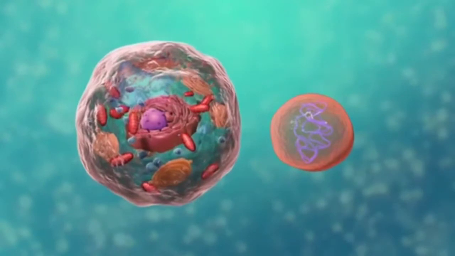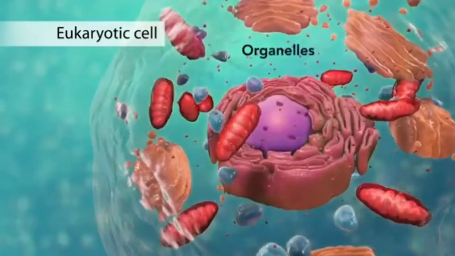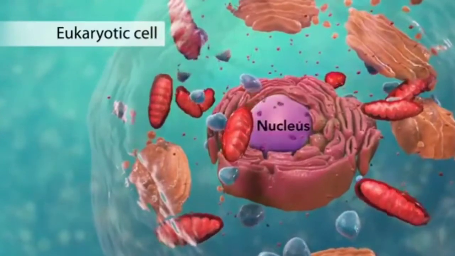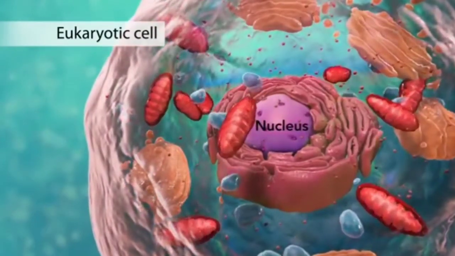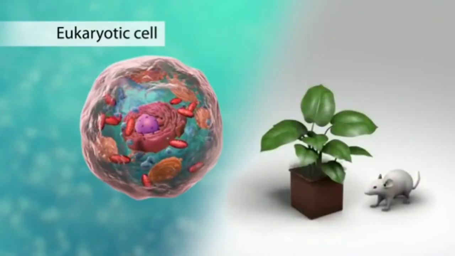The first category is eukaryotic cells. They have organelles, which include the nucleus and other special parts. Eukaryotic cells are more advanced, complex cells, such as those found in plants and animals.